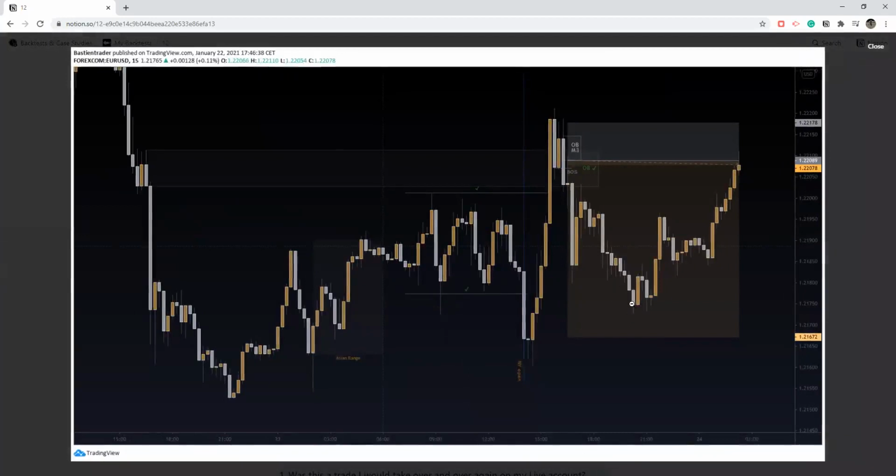Do we have a long? Push, pullback, push, break of structure. OB is just right here, but it didn't tap for long. So that is fine. All right, break even trade.